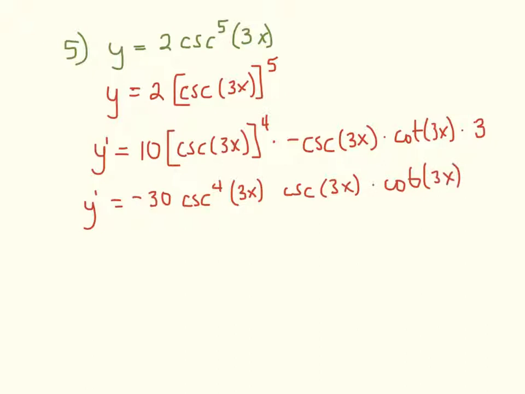Now some of you might recognize or say, well, wait a second, I have cosecant to the 4th of 3x here, and here I have another cosecant of 3x. Well, that's correct. And so when we are multiplying two powers with the same base, you can go ahead and add the exponents. So actually this becomes negative 30 cosecant to the 5th of 3x times cotangent 3x. And that is our final answer.